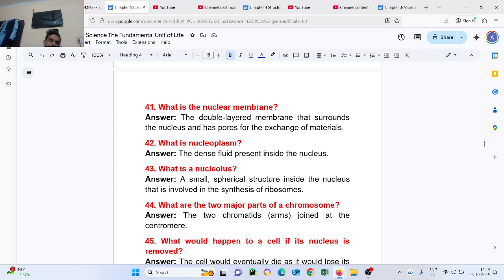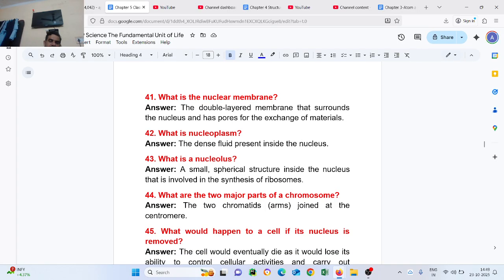Question number 44. What are the two major parts of chromosomes? The two chromatids are joined at the centromere.